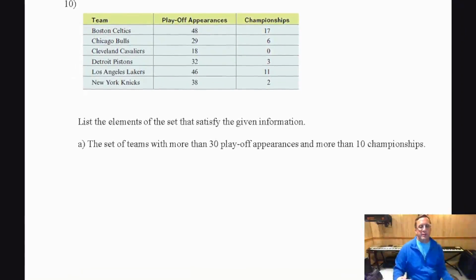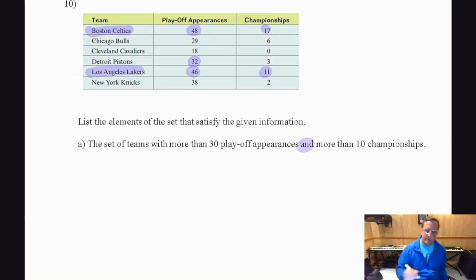For the word problem right there, it says the set of teams with more than 30 playoff appearances and means it's got to be both, and more than 10 championships. So let's see here. Boston has more than 30, but do they have more than 10? They do. Okay. What else? 29. That's not more than 30. 32 right here for Detroit Pistons, but they don't have more than 10 championships. They only have 3. LA Lakers have 46, and they have 11 championships.